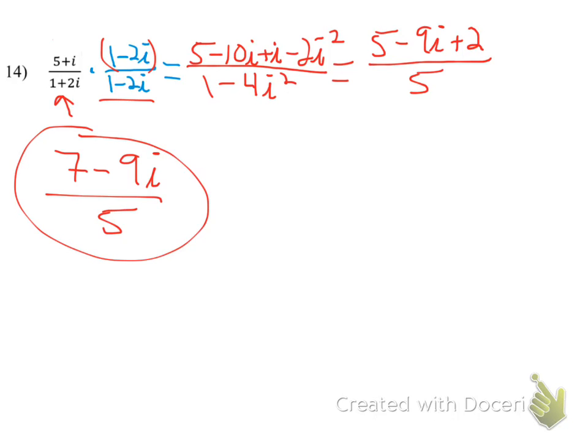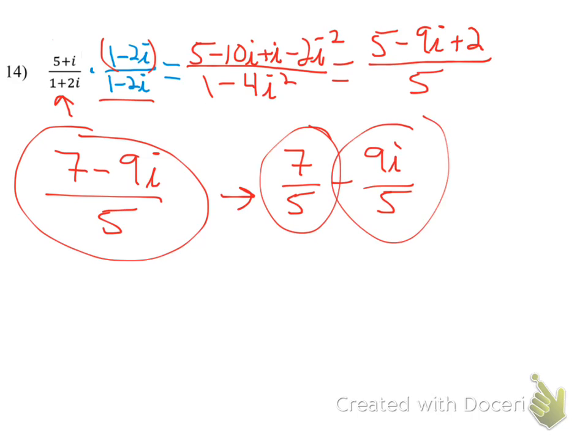The other thing I want to point out, that the 7 minus 9i all over 5, we should still put this in standard form. So whenever you're taking a top like this and dividing it by the same denominator, in this case 5, we can turn that into 7 over 5 minus 9i over 5. And this is standard form because we have our real number and then our imaginary number. So now we have our complex number in the form it should be, which is basically the standard form.